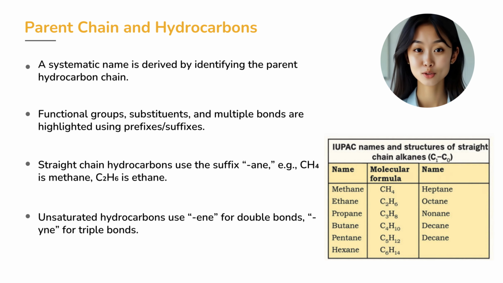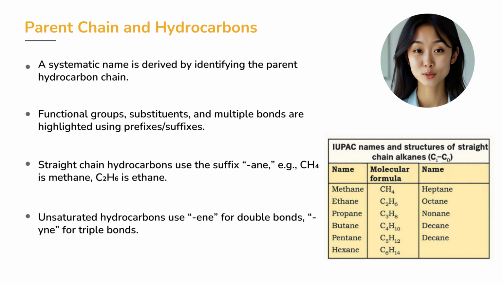Now, let's get into the core of IUPAC rules. The very first step in naming an organic compound is to identify the parent hydrocarbon chain. That's the backbone. If it is fully saturated with only single bonds, we add the suffix -ane. So CH4 is methane, C2H6 is ethane, and C3H8 is propane. If a double bond is present, we use -ene, such as C2H4, which is ethene. A triple bond uses -yne, like C2H2, which is ethyne.